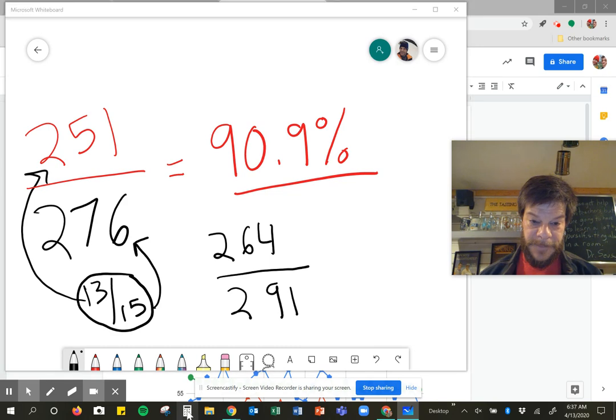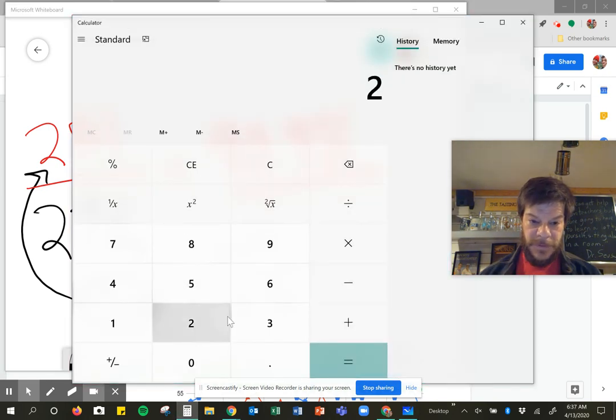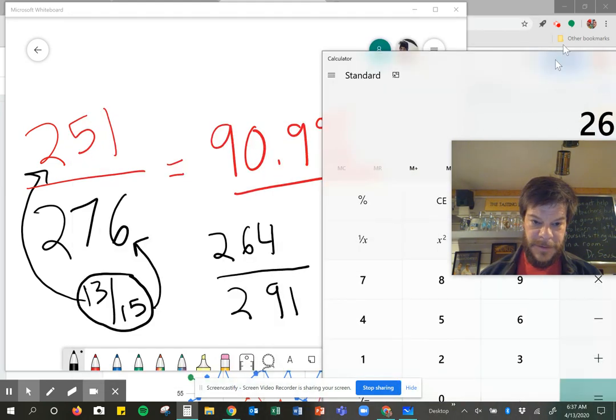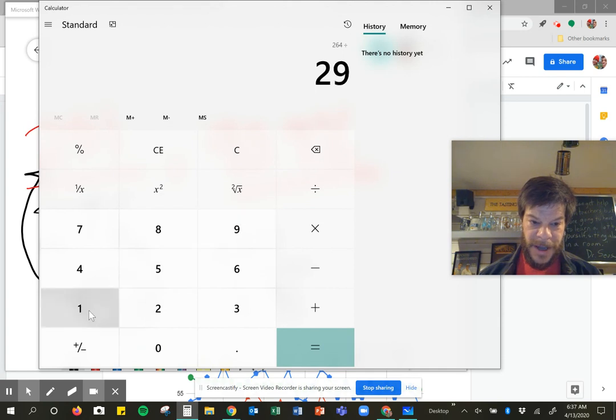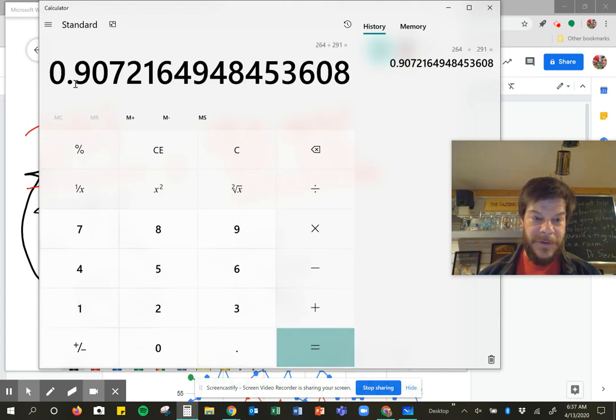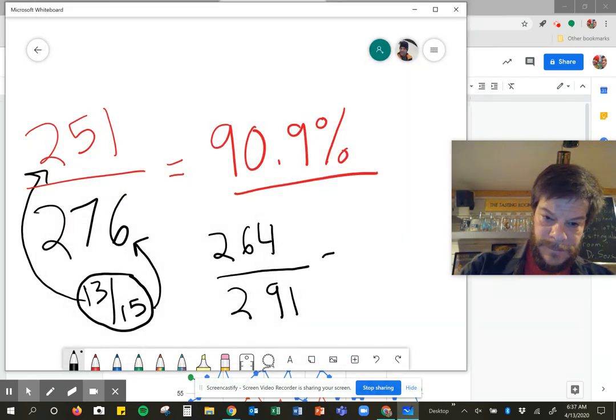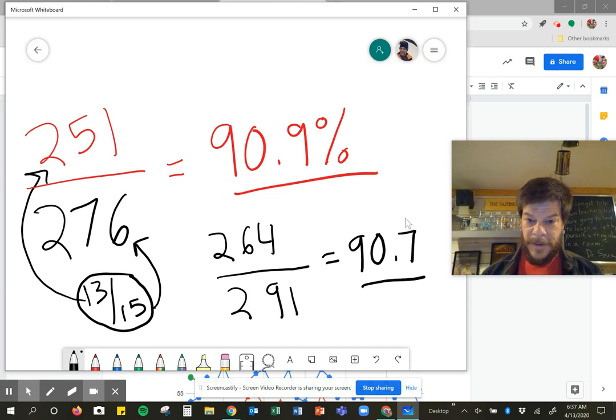We go back to the calculator. 264 divided by 291 equals a 90.7. A 90.7 is less than a 90.9. I am not going to enter this grade in the gradebook because under the hold no harm policy, it would technically bring you down 0.2 of a point.